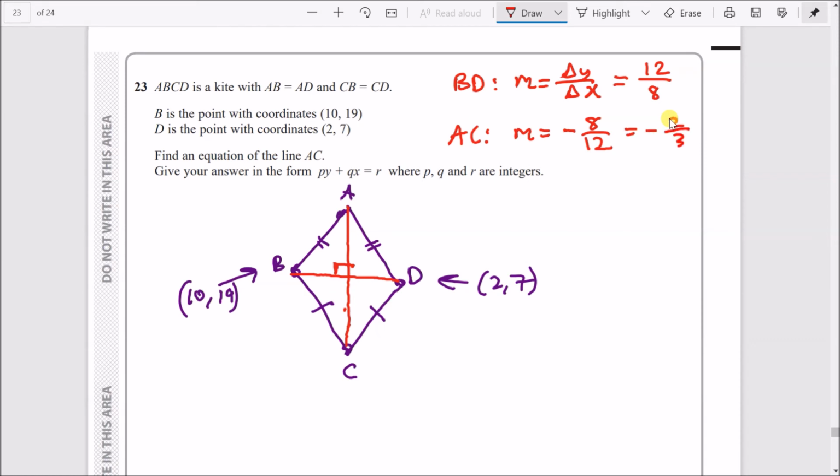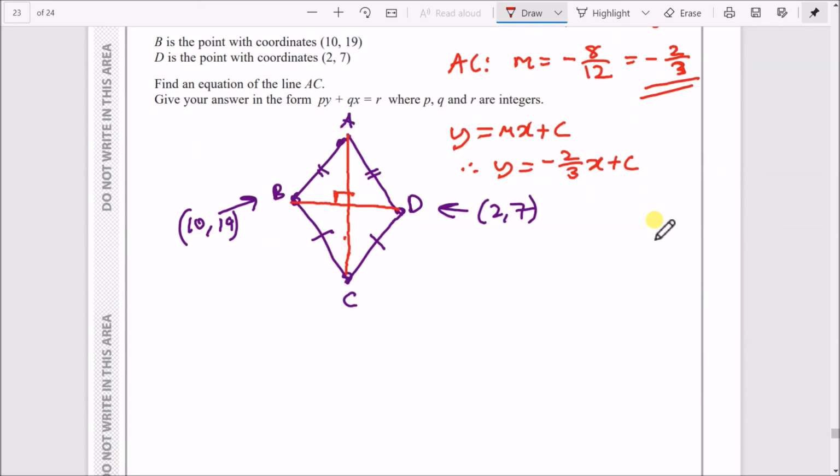Now we got pretty much our gradient here, guys. So what's next? Okay, so let's write our equation out. The general form of the equation of a straight line is always y equals mx plus c. So updating this, we have y equals minus 2/3 x plus c. So our final step now, guys, is to figure out a point, a coordinate on this line, to work out c. Now the question is, where do we find it?